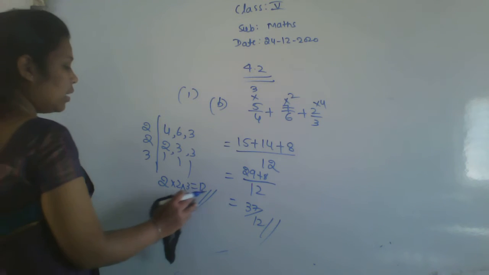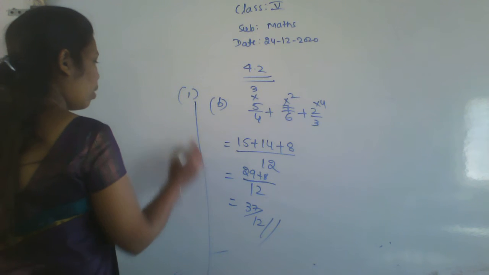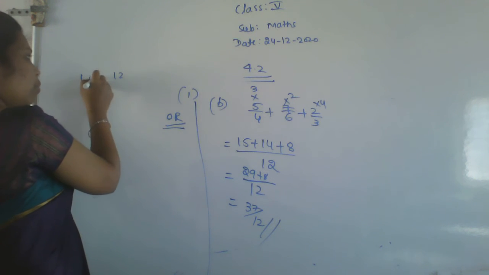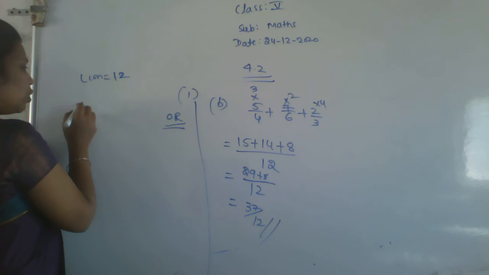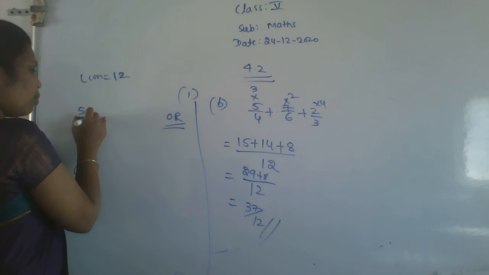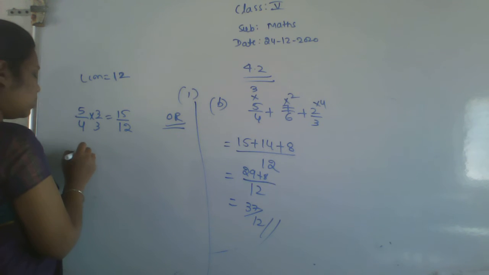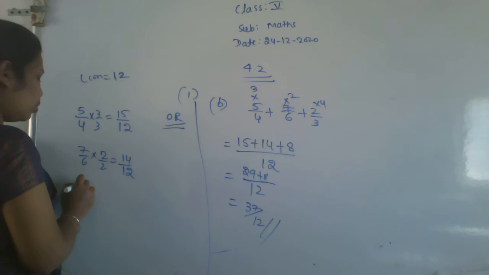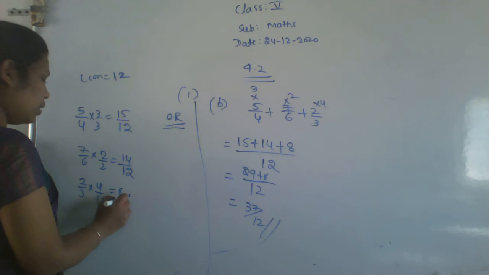This is one method. Another method is there, I'll show you. Already we know that LCM is 12. We want the addition of those fractions. Then 5 by 4 can be written as 3 by 3, that is 15 by 12. Next 7 by 6 can be written with 2 by 2, so 7 2s are 14, that is 14 by 12. And 2 by 3, with 4 by 4, that is 8 by 12.